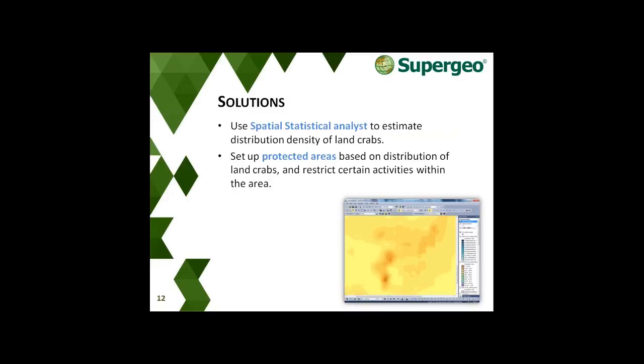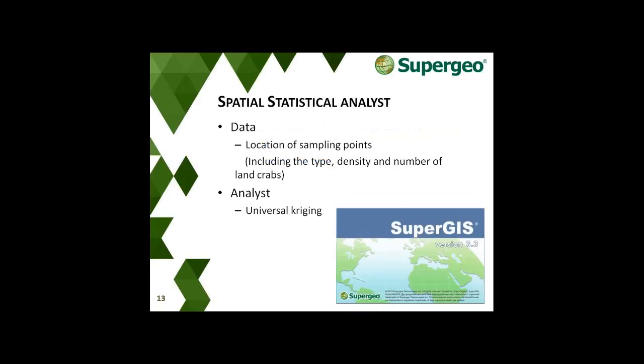Therefore, the environmental parties seek to use a GIS solution to find where the most dense area for land crabs is, and then use this result to set out the protected area to maintain the habitat for land crabs. The data they have include the locations of sampling points, and they use kriging analysis to know the distribution of land crabs around that area.